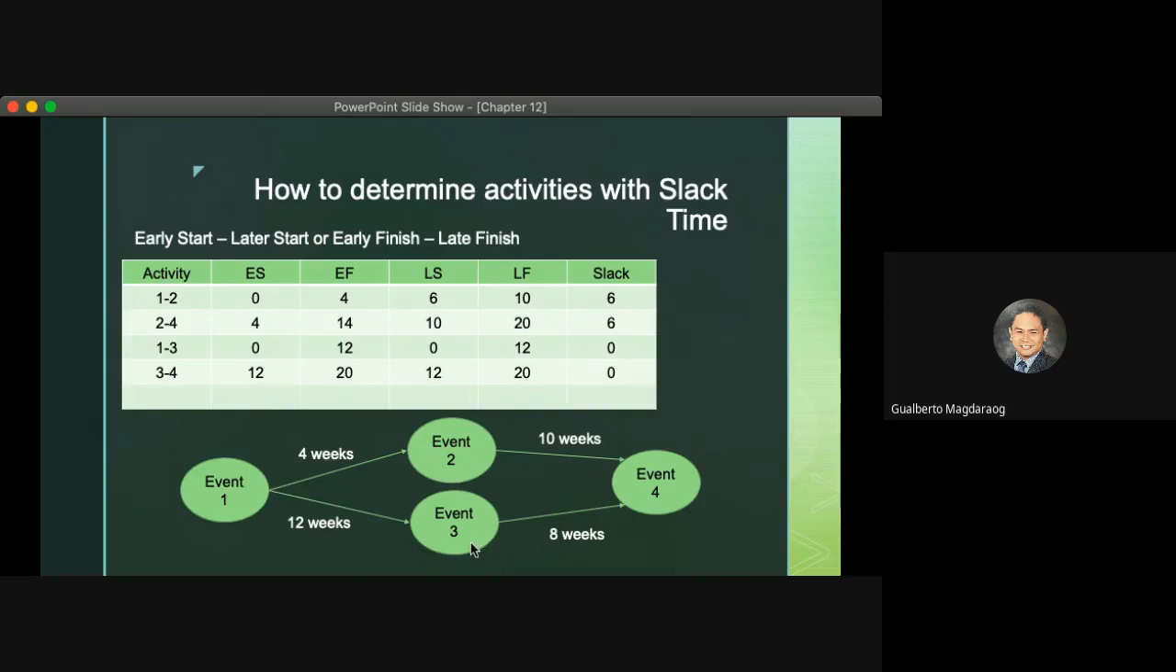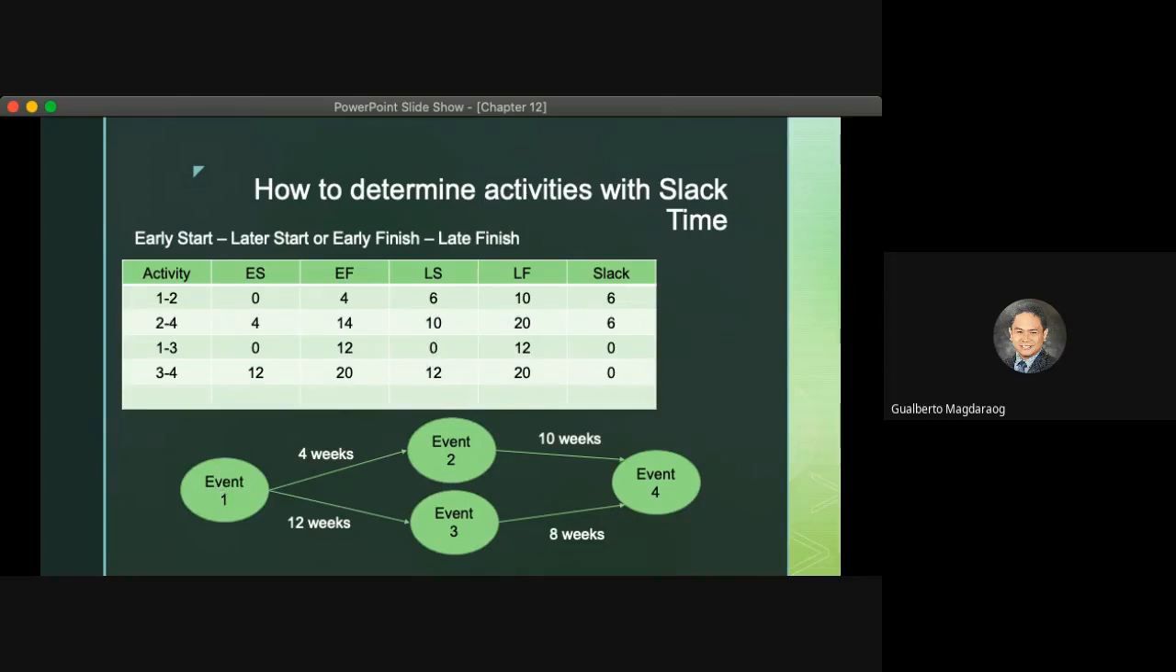Okay, let's compute the latest finish on path 1, 3, and 4. So the latest start of 3 to 4 is 20 minus 8, which is 12. That 12 is also the latest finish of the 1 to 3 path. Minus 12 is 0.